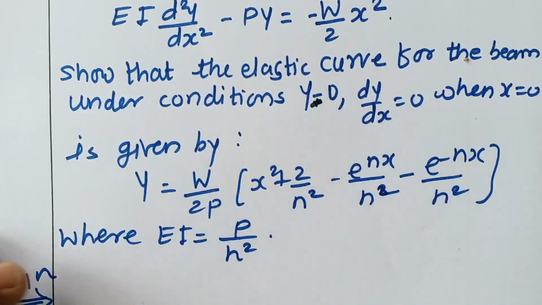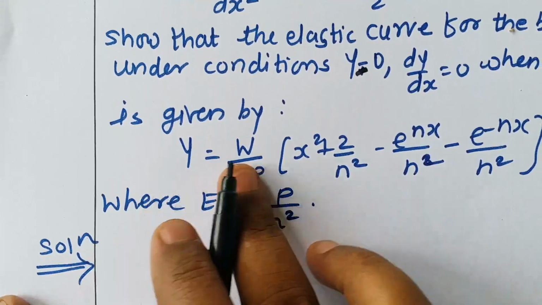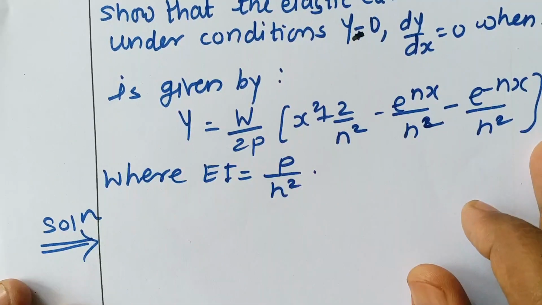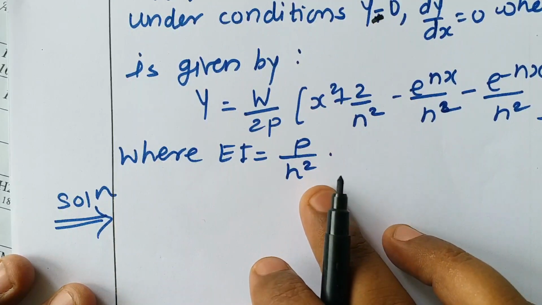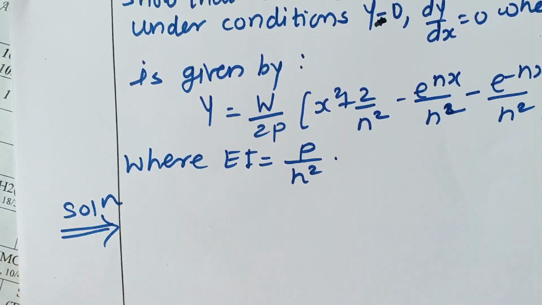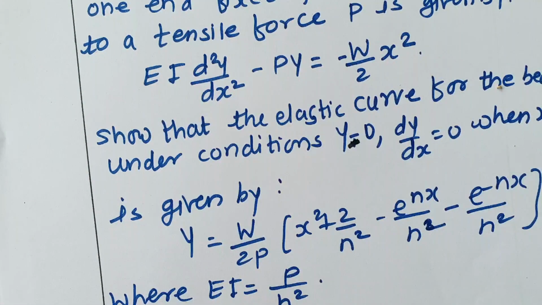means that deflected curve. That deflected curve is called the elastic curve, and its value y is given by this. So the answer is also in front of us, and where EI equal to P by n square, this value of EI we have to take while solving the example. Answer is also in front of us, conditions are also given, and the differential equation is also given. This problem is very easy to handle.